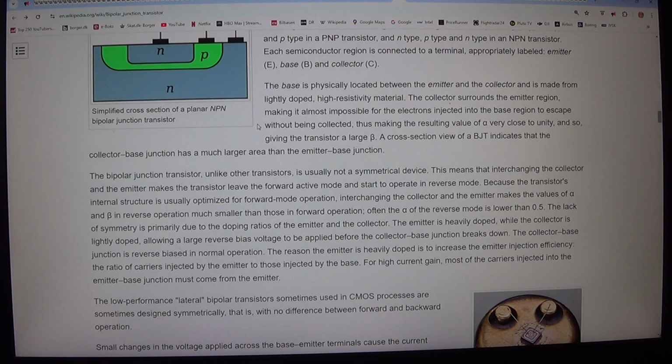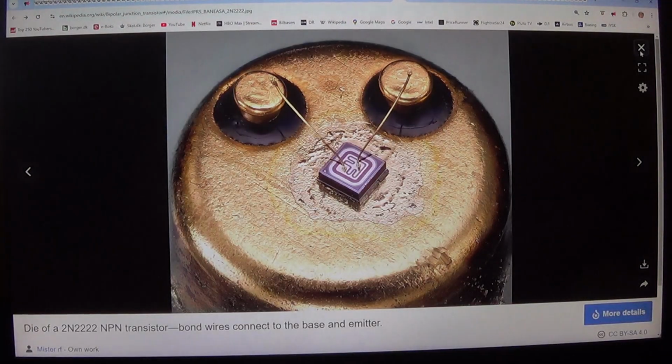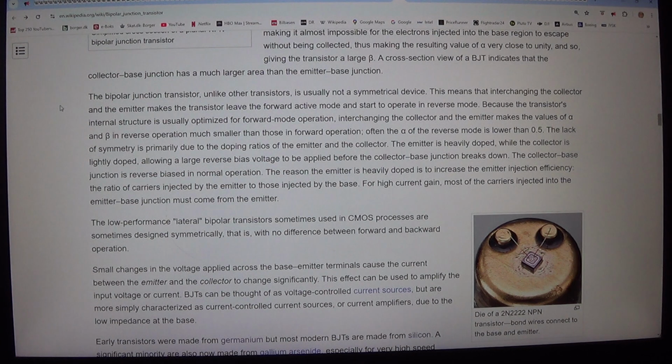A cross-section view of a BJT indicates that the collector-base junction has a much larger area than the emitter-base junction. The bipolar junction transistor, unlike other transistors, is usually not a symmetrical device. This means that interchanging the collector and the emitter makes the transistor leave the forward active mode and start to operate in reverse mode. Because the transistor's internal structure is usually optimized for forward mode operation, interchanging the collector and the emitter makes the values of alpha and beta in reverse operation much smaller than those in forward operation. Often the alpha of the reverse mode is lower than 0.5.